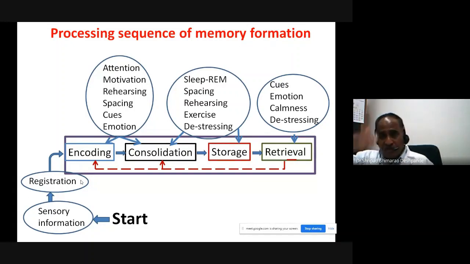There are three components put together. So that means they will try to encode these things. That is the first step in the formation of the memory. So once it is encoded, that means it is processed to be stored.